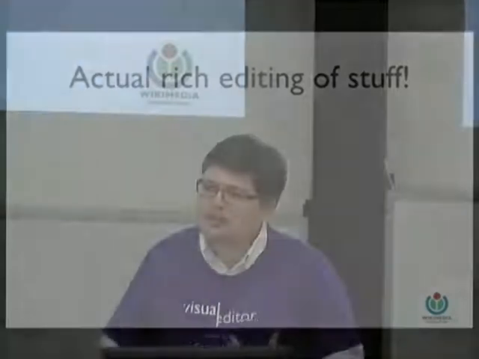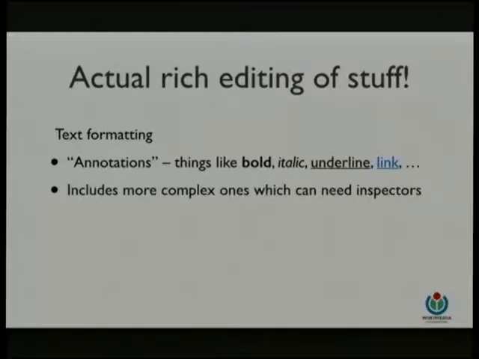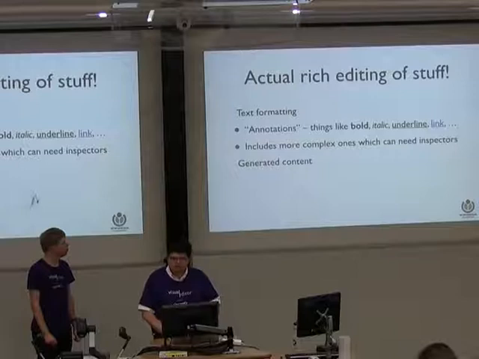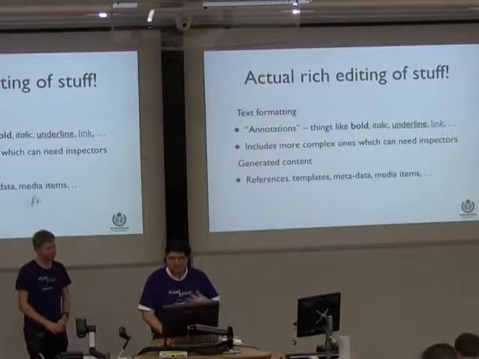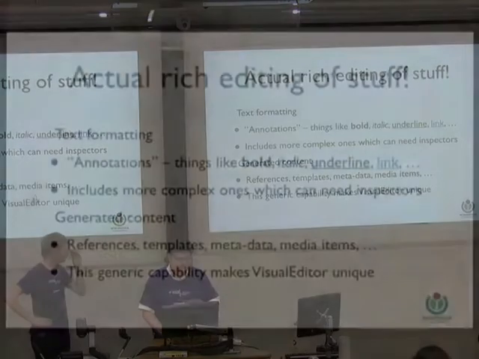So in VisualEditor, we roughly split into two kinds of things you edit. You edit text formatting, so we call these annotations. These are things like bold or italics or strike through or underline, all that stuff. Also things like link or color or language, things that have some level of data. For things that have more complex data, we actually have different ways of editing rather than just toggling on and off. And then there's generated content. These are the things where VisualEditor really has to work hard because of MediaWiki's specialness: references, templates, metadata, transcluded items, all those things. And we think this makes VisualEditor unique.